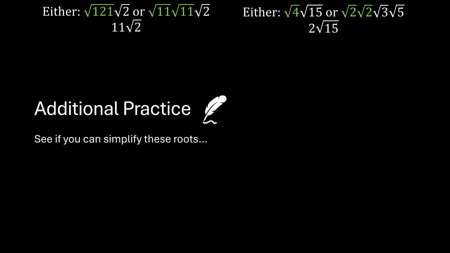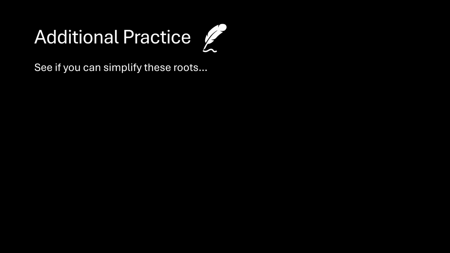Now, additional practice. Let's see if you can simplify these roots. Square root 120. I'm going to give you time in between each, and then we'll tell you the answer. Square root 4 times square root 30, because 4 times 30 is 120, and the square root of 4, of course, is 2. 2 root 30.